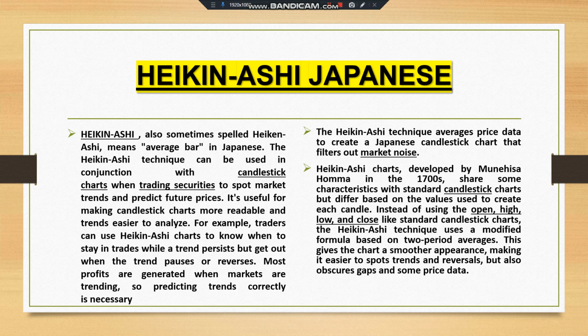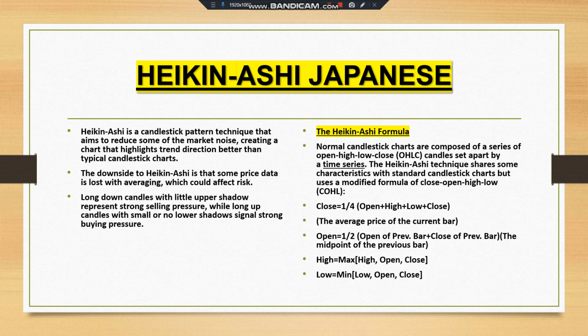So Heikin-Ashi is a candlestick pattern technique that aims to reduce some of the market noise, creating a chart that highlights trend direction better than the typical candle chart. It is considered better than the typical candle chart. The downside is some price data is lost during averaging, which could affect risk. There are some problems; the formula is quite different. So let's look into it.